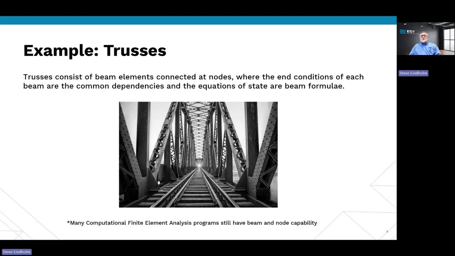Truss structures, such as a bridge, for example, can be thought of as a simple FEA problem. Those of you who have taken structural design courses have solved these problems before. And yes, if there's any civil engineers out there, you know what I mean. Trusses consist of beam elements connected at nodes. These nodes create common dependencies between the beam elements and the equation of state, or the beam formulae.